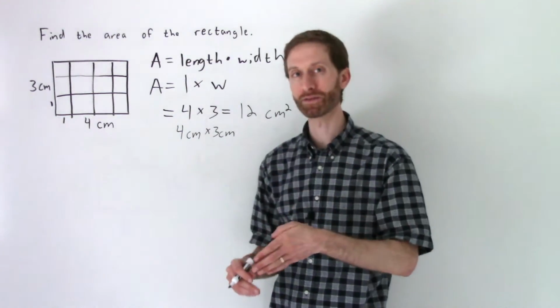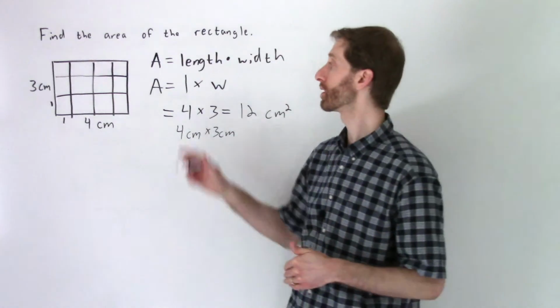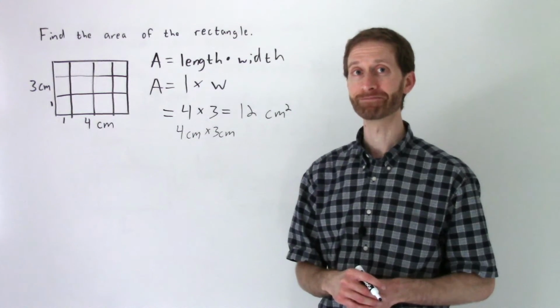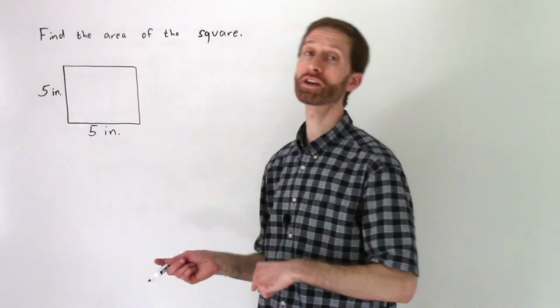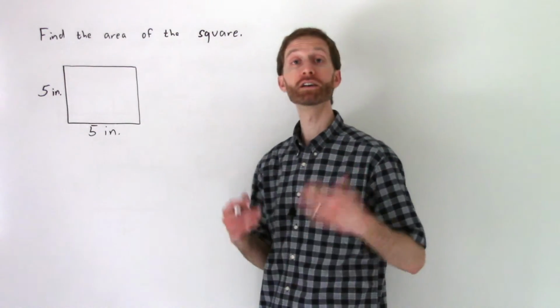In the next part of this video, we will be looking at how to find the area of a square using either the length times width method or something else on the other side. Check it out. And now here we are on the other side of the video where we're going to talk about how to find the area of the square.